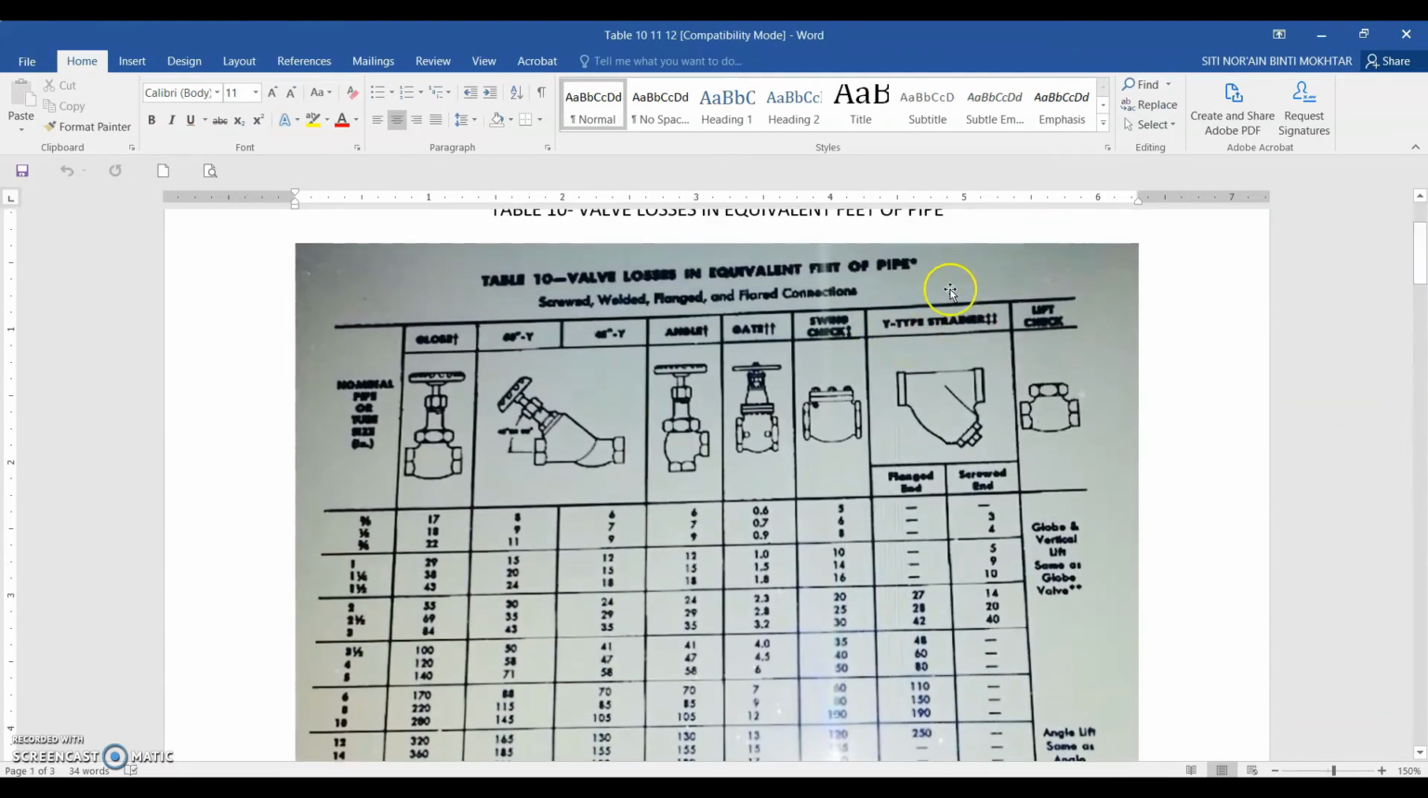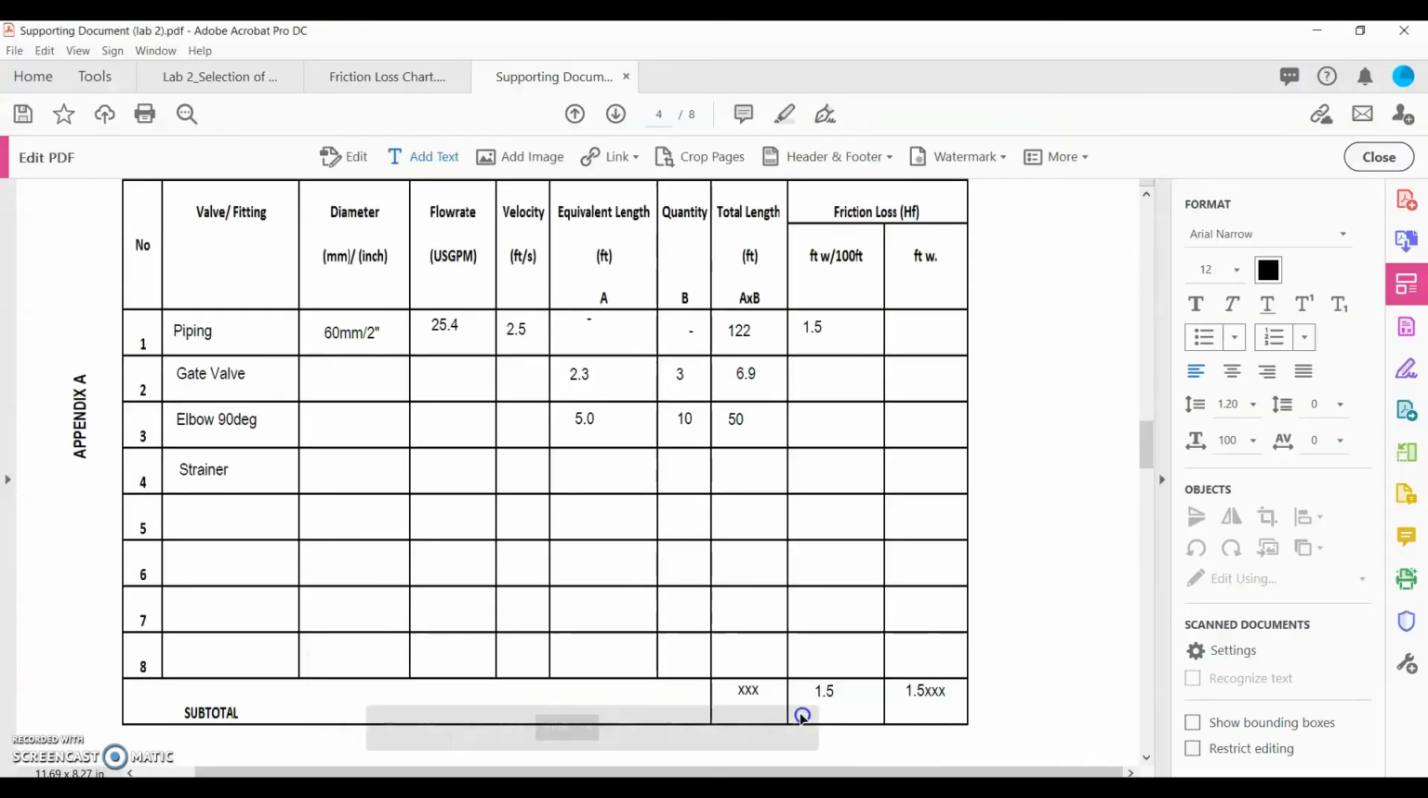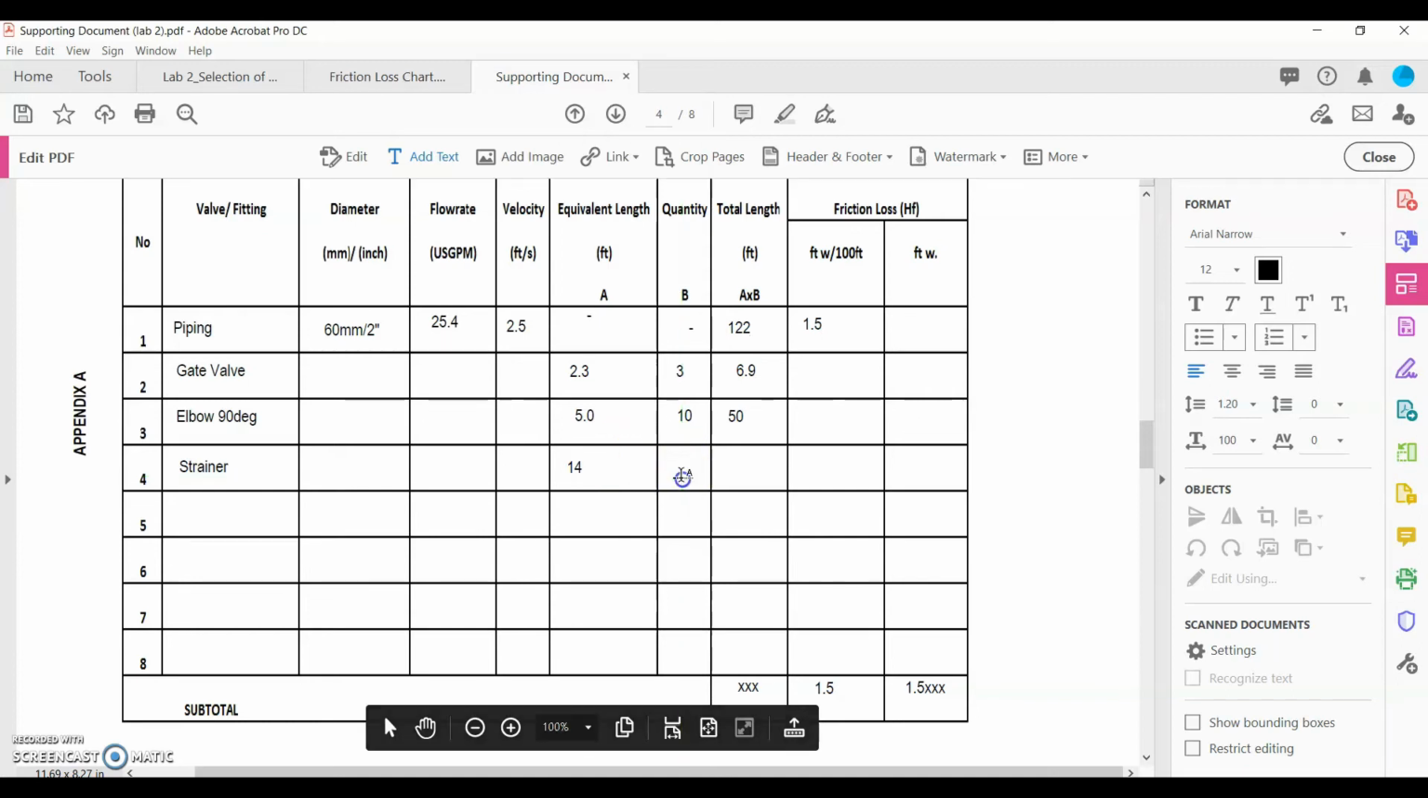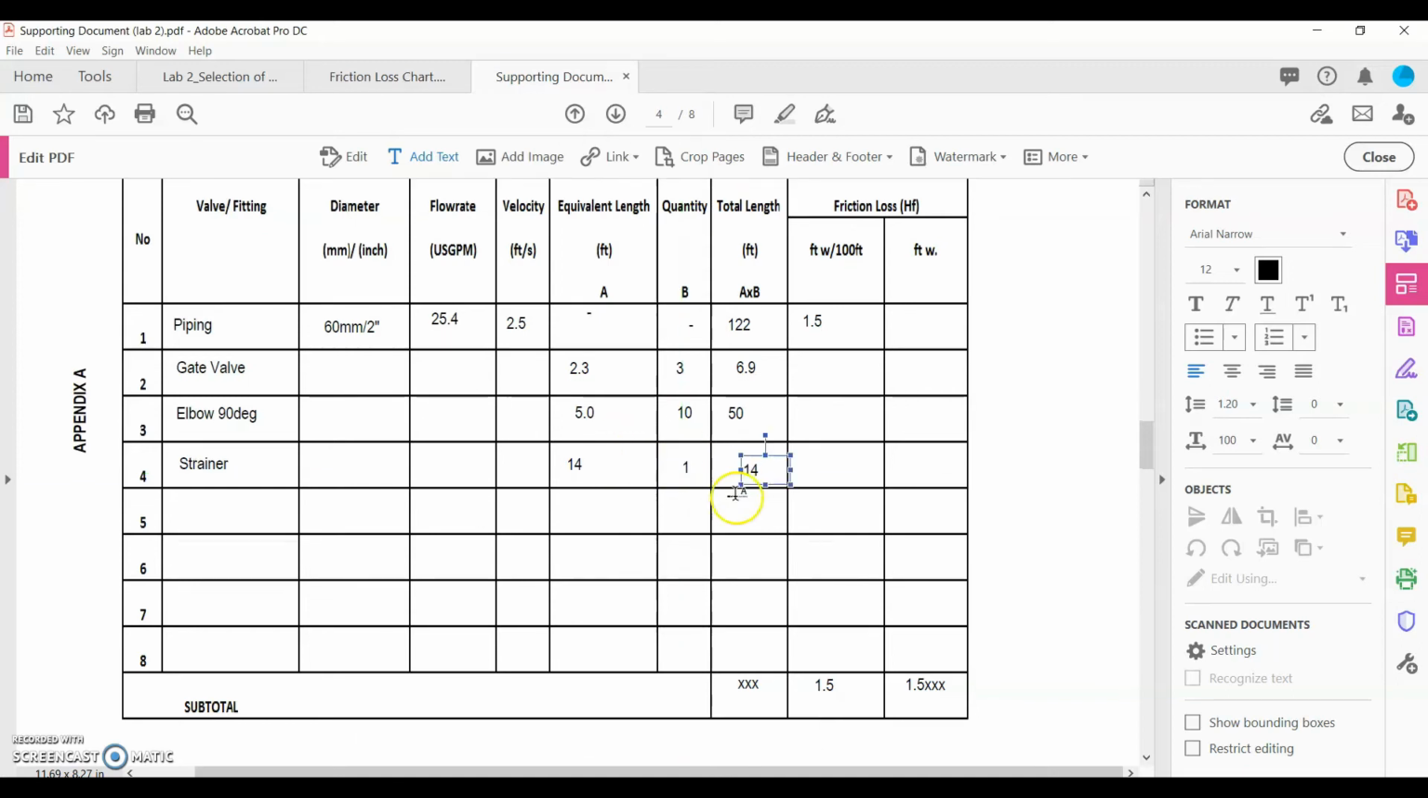So two types of Y strainer, either flat end or screw end. Flat end has many small screws, and screw end is only one screw at the end of the strainer. Okay, and then let's say 2 inch, and then the screw end equivalent length is 14. Okay, put here 14. Let's say your quantity is only 1, so this one is 14.